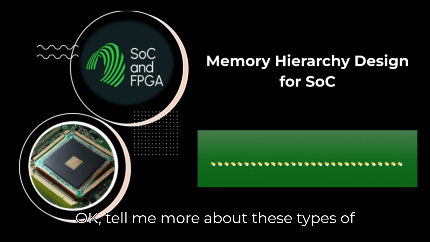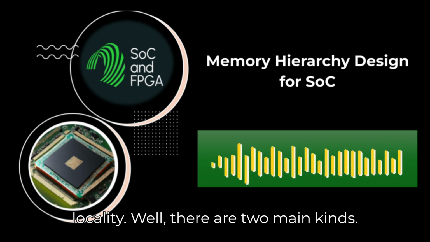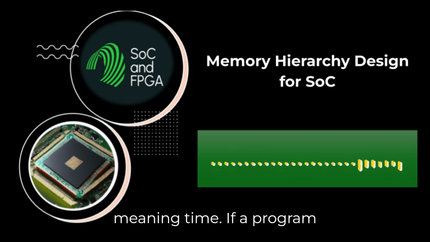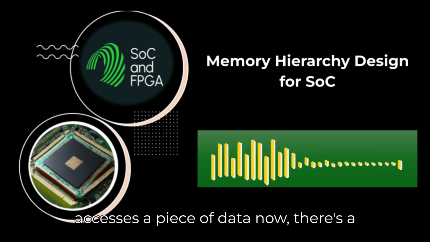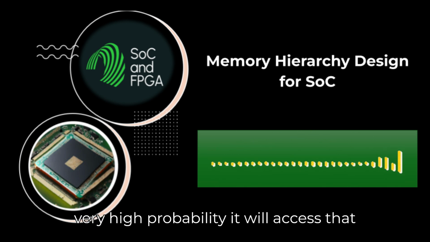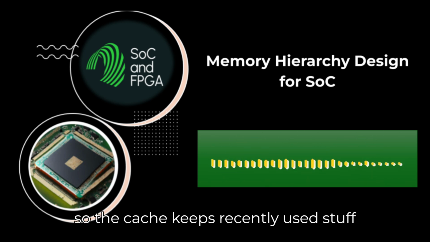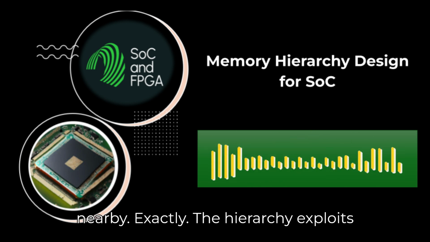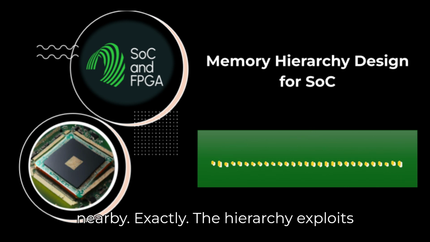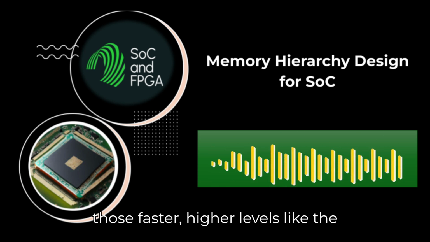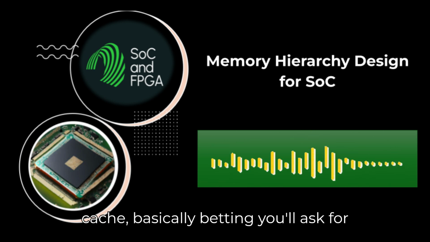Okay, tell me more about these types of locality. Well, there are two main kinds. First is temporal locality. Temporal meaning time. If a program accesses a piece of data now, there's a very high probability it will access that same piece of data again very soon. Okay, so the cache keeps recently used stuff nearby. Exactly. The hierarchy exploits this by keeping recently accessed data in those faster, higher levels like the cache, basically betting you'll ask for it again shortly.